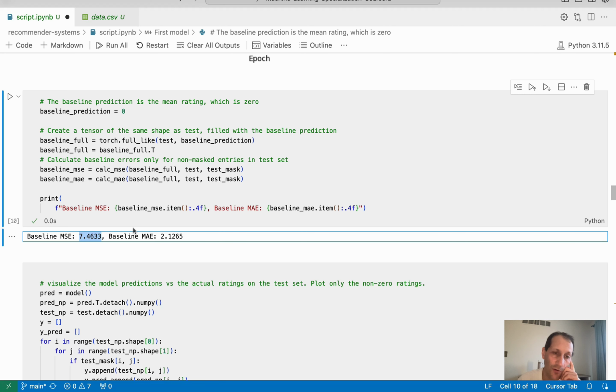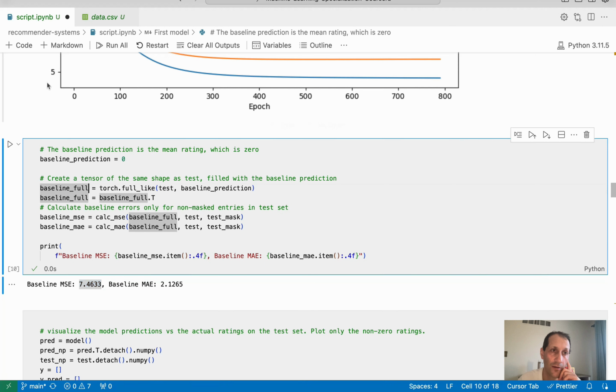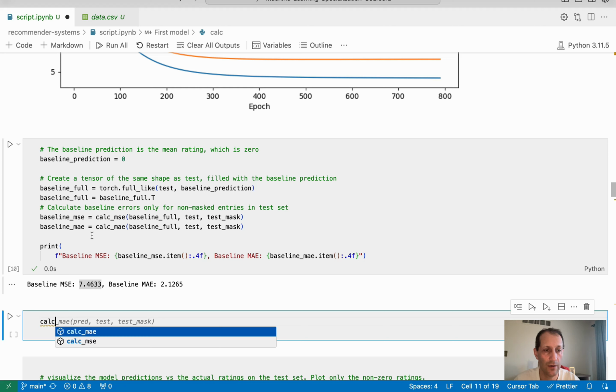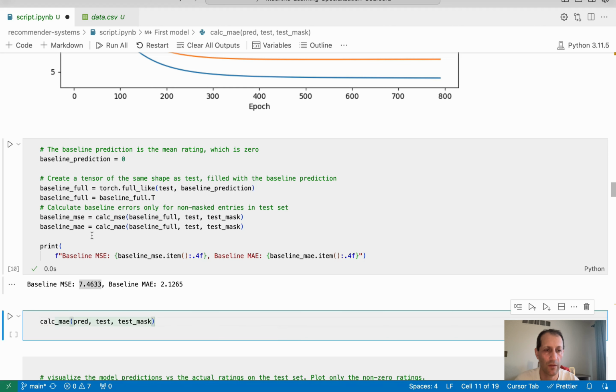It would be nice to get the model's MAE as well. So let's do that. So where we have a calc, sounds about right.